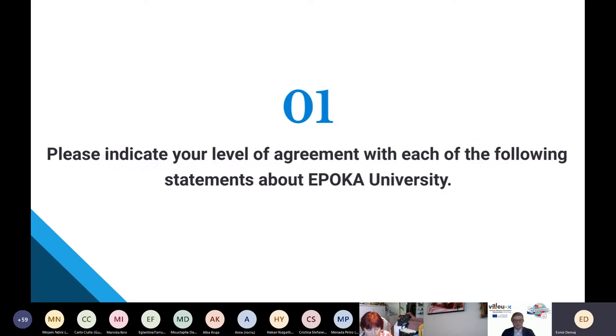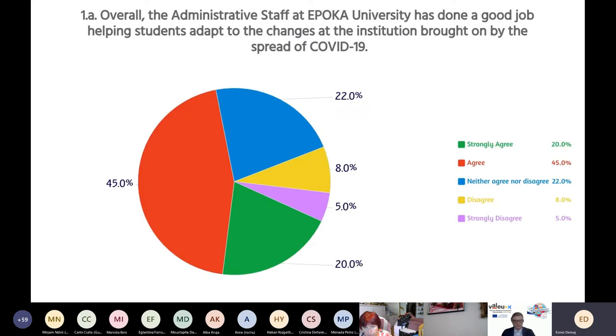I think we were left in here. So the first set of questions was about how our students agreed on statements that were meant for the different groups of people that they usually meet at Epoca University. One set of questions was about the administrative staff, the academic staff, and the assisting staff, like the teaching assistants or research assistants. It seems that they have a generally similar view in terms of all the groups of people they meet at Epoca.